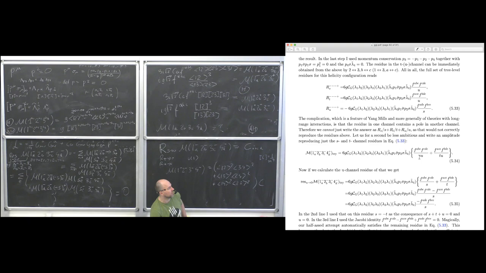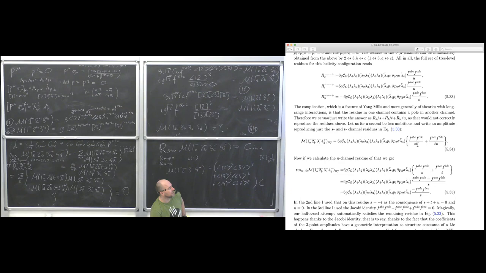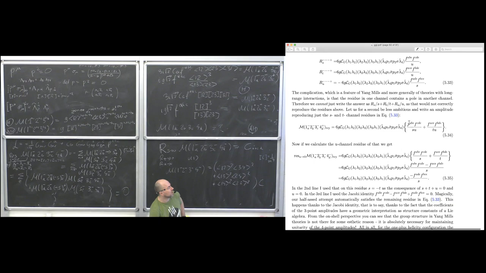But actually, in Yang-Mills theories, there is something important which is called the Jacobi identity. And so you can actually show that this is also consistent with the U-pole. If you use the Jacobi identity, you can condense these two structures into one, and then you will also recover it.